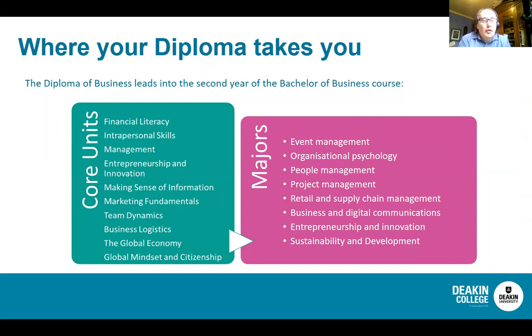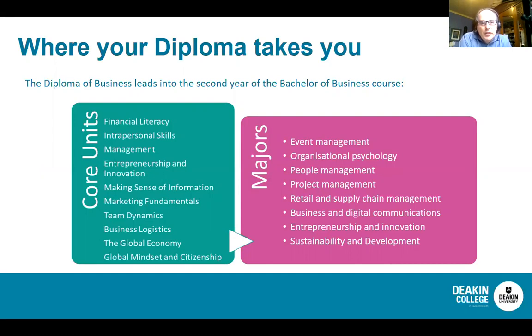So where does the Diploma of Business lead you? As I mentioned earlier on, it takes you into the second year of your Bachelor of Business course. On the left-hand side of the slides here, you can see in green, it says core units. There are 10 core units that you're required to do at Deakin University in your Bachelor of Business course. At Deakin College, we will take you through 8 of those units, and you'll see that there's a unit called Team Dynamics, and on the bottom, another unit called Global Mindset and Citizenship. Those 2 units you'll be doing at Deakin University. The other 8 you'll be doing with us at Deakin College.